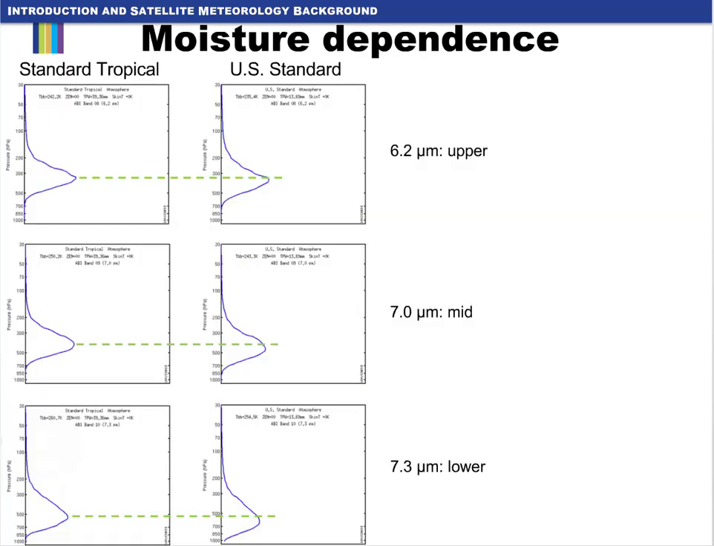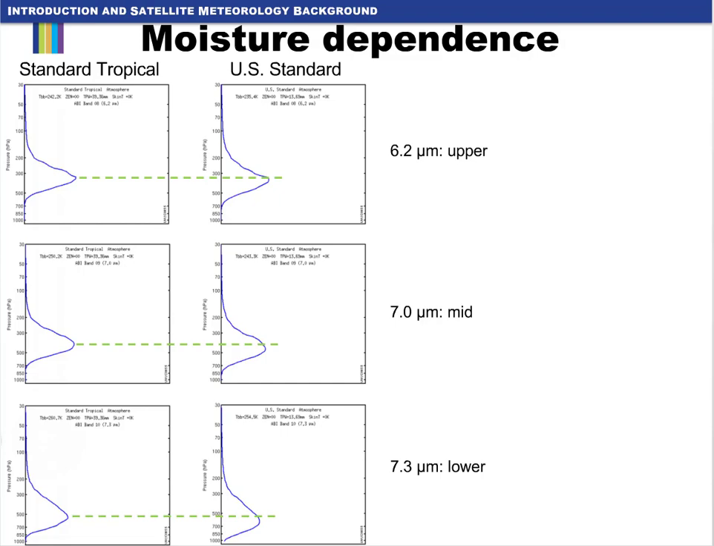This is another perspective on the weighting function profile dependence on moisture. In the left column, we have the weighting function profile for the standard tropical atmospheric profile for the three ABI water vapor bands. And in the right column, we have the weighting function profile for the U.S. standard atmospheric profile for the three ABI water vapor bands.